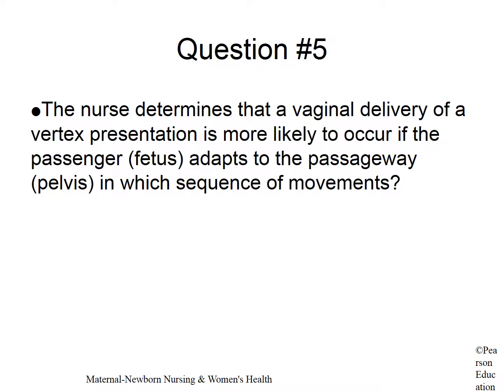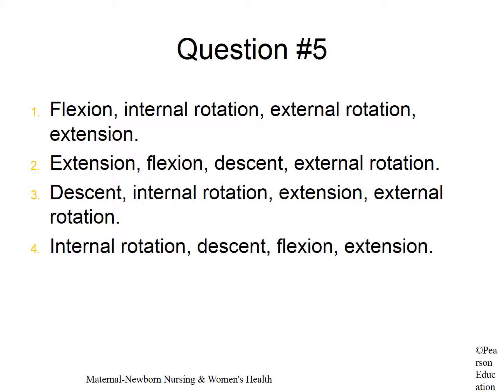So question 5. The nurse determines that a vaginal delivery of vertex presentation is more likely to occur if the passenger, or the fetus, adapts to the passageway or the pelvis in which sequence of movements. Your options are: 1, flexion, internal rotation, external rotation, and extension; 2, extension, flexion, descent, external rotation; 3, descent, internal rotation, extension, external rotation; or number 4, internal rotation, descent, flexion, and extension.